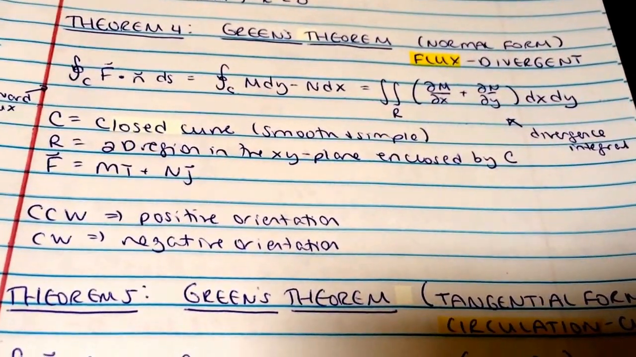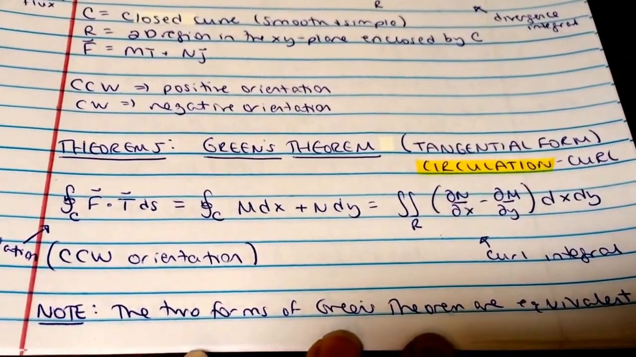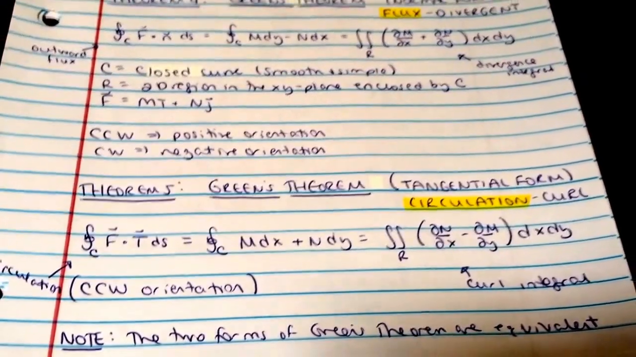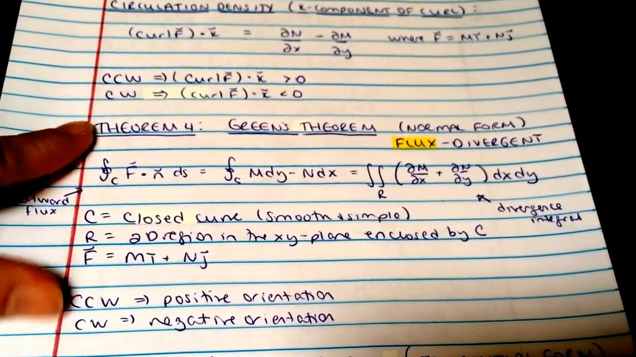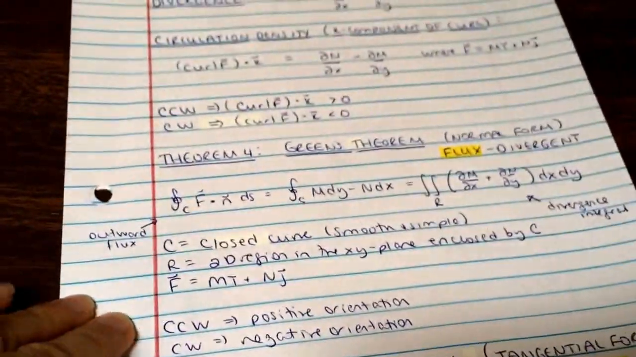Okay. All right. Then the other form of Green's theorem. So you've got circulation and curl. So that's all the formulas. So when they ask for flux, they're wanting you to use this one. I highlighted it so you could tell. And when they ask for circulation, they're wanting you to use this one.